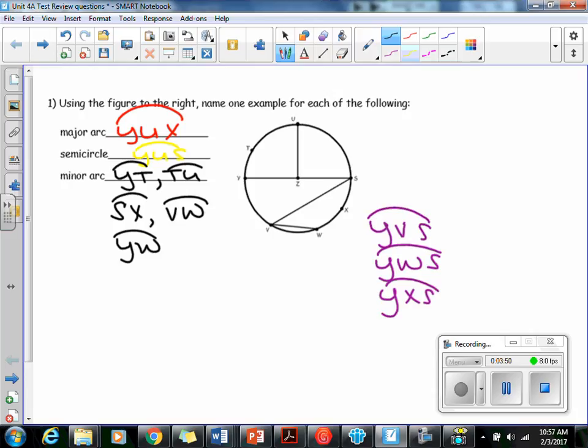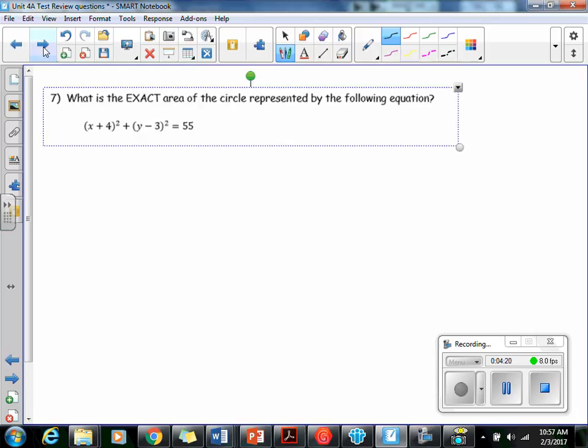Now, the only reason you need to know this specifically for this test is because you're going to be asked to name or to find the length of an arc. They might say find the length of a minor arc or find the length of a specific major arc, but they'll tell you what you need to know. You just need to know that major arcs are going to be bigger than 180 degrees, semicircles are exactly 180, and your minor arcs can be anything less than 180. Okay? All right, let's see, next question.